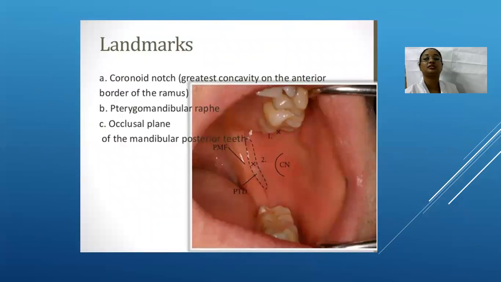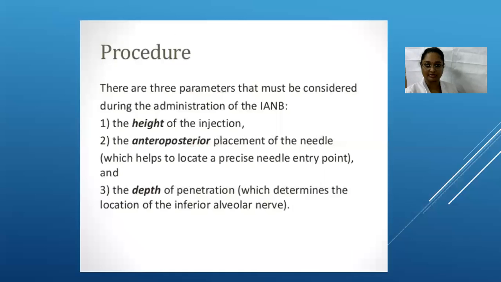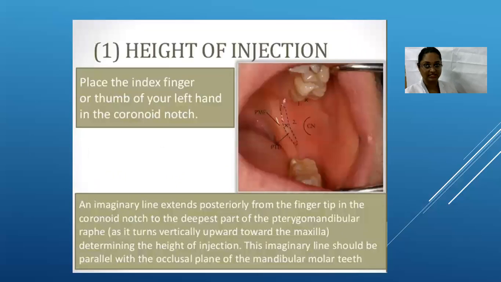The main landmarks are the coronoid notch, pterygomandibular raphe, and occlusal plane. All these three are the landmarks for the inferior alveolar nerve. The coronoid notch can be identified by the greatest concavity that can be palpated on the anterior border of the rhombus. Then coming to the procedure, three parameters have to be considered: first, the height of the injection; second, the anterior posterior placement of the injection; and third, the depth of the injection.